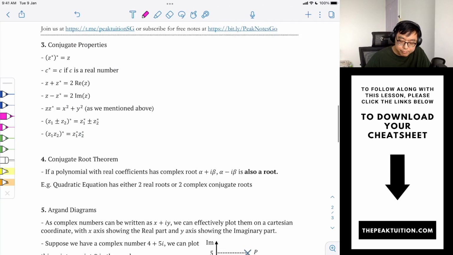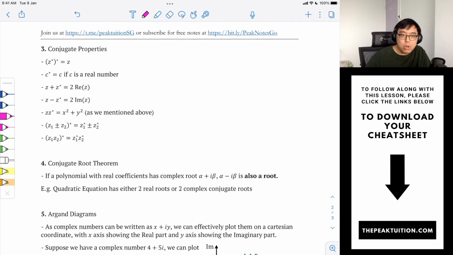Alright. We saw how useful the conjugates are. We also need to investigate what some of its properties are. One is that the conjugate of its conjugate just gives back the original. This makes sense because it's like x plus iy. Then you conjugate and it becomes x minus iy. You conjugate again and it becomes x plus iy again. The conjugate of a conjugate gives you back the original.